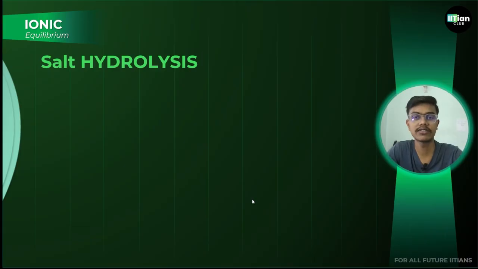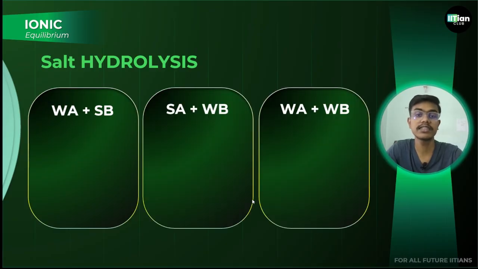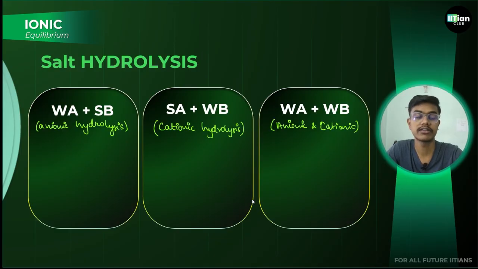Next up, we have salt hydrolysis. In this, we will be finding the pH of the salt solution formed from the different combinations of acids and bases. First, we have weak acid plus strong base, then we have strong acid plus weak base, and then is weak acid plus weak base. What happens is the weaker component ions will get hydrolyzed. The first one is weak acid, so it is termed as anionic hydrolysis. The second one is cationic hydrolysis, and then is anionic and cationic hydrolysis.